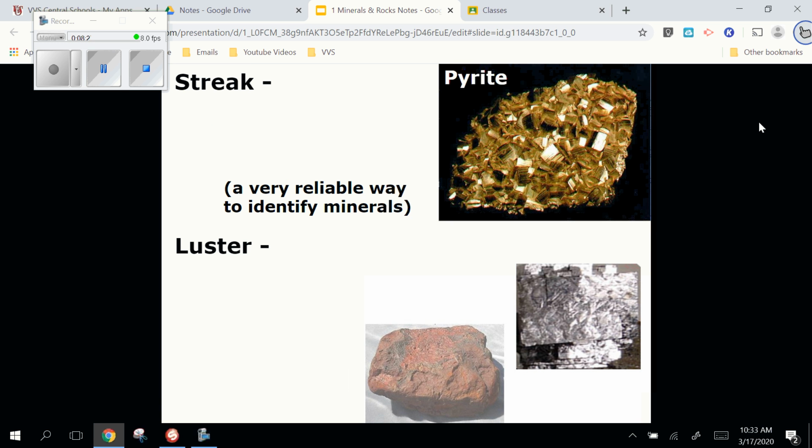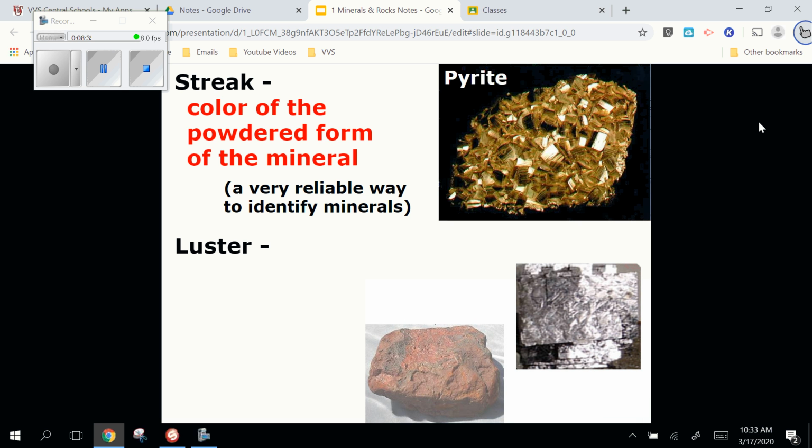All right, next physical property is streak. This is when you take the mineral and you grind it on a streak plate, a porcelain plate. It's what the color is once you've powdered it, once you've ground it up. And this is pretty reliable, okay? Because some minerals look very different once you grind them up. Pyrite is a big example. Pyrite looks like gold. Some samples of pyrite you cannot distinguish from gold. But if you rub gold on a streak plate, it looks gold. But if you rub pyrite on a streak plate, it looks dark gray or black. So it's very, very different.